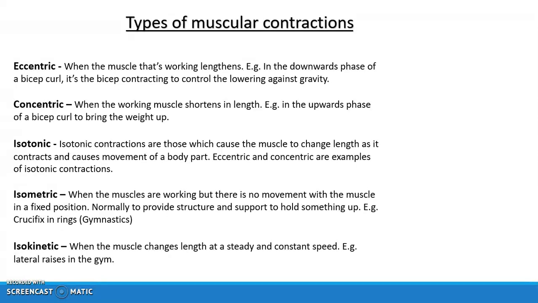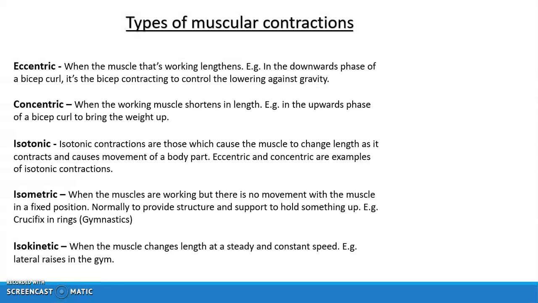Eccentric muscle contractions are when the muscle that's working lengthens, for example in the downward phase of the bicep curl. It's the bicep contracting to control the lowering against gravity. Concentric contractions are when the muscle shortens in length, for example in the upward phase of the bicep curl, and you bring the weight up.